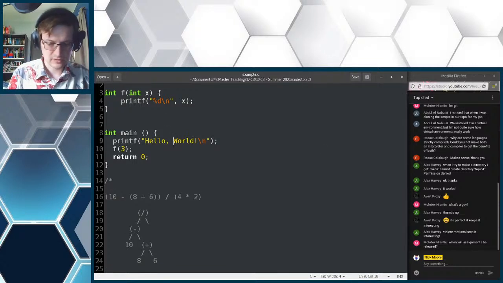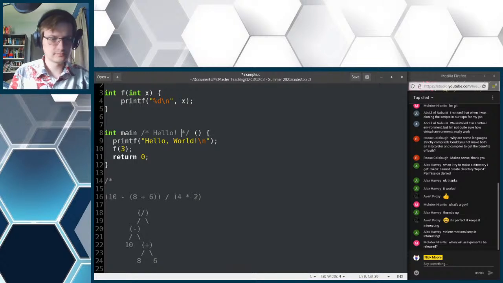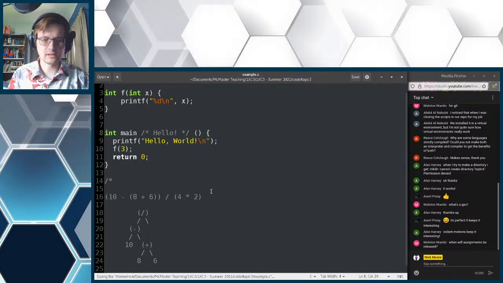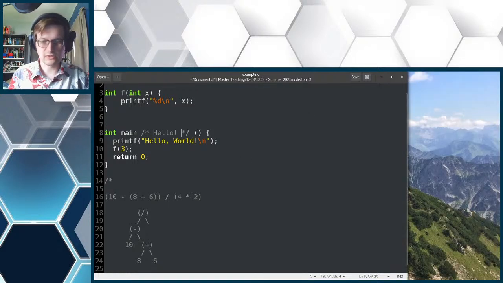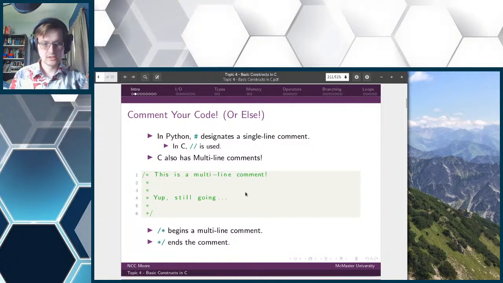As long as it's not in a string quote. It also has to not be in the middle of an identifier, of course. Hello. And that still compiles. So yeah, they're not just multi-line comments, they're also mid-line comments.